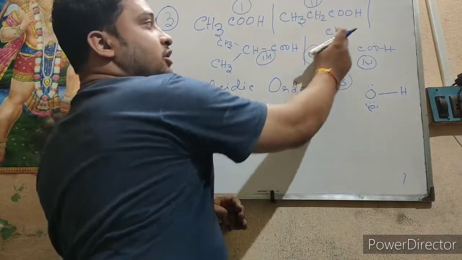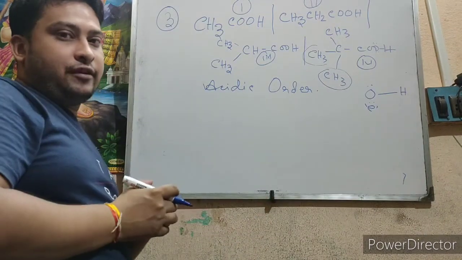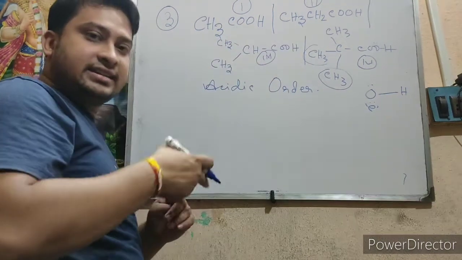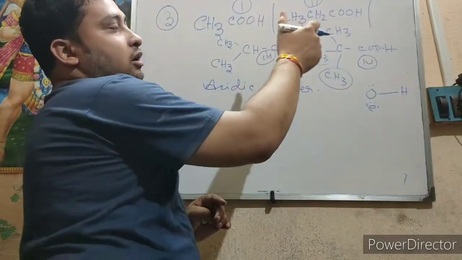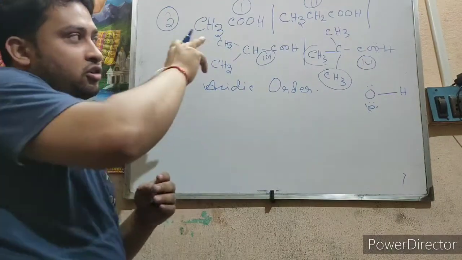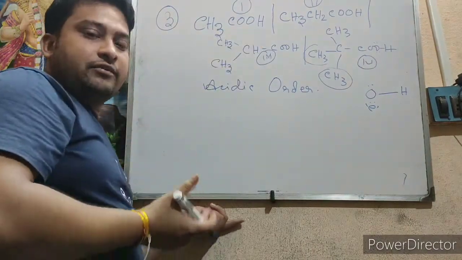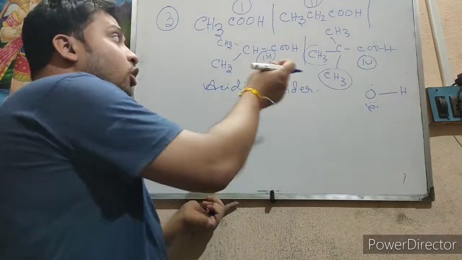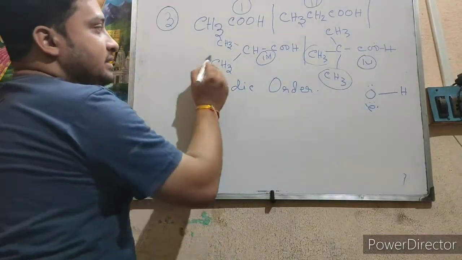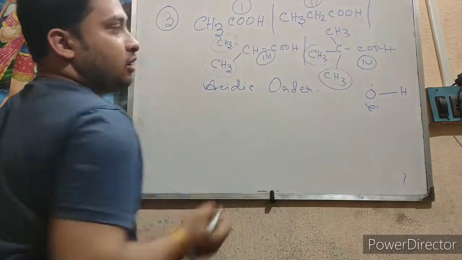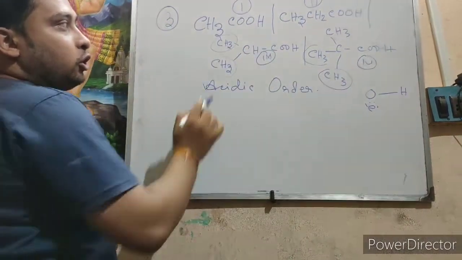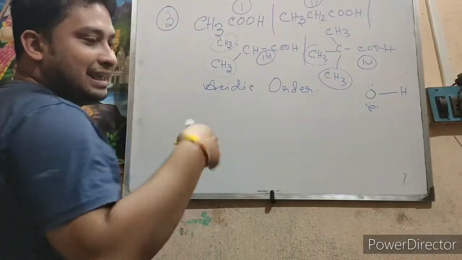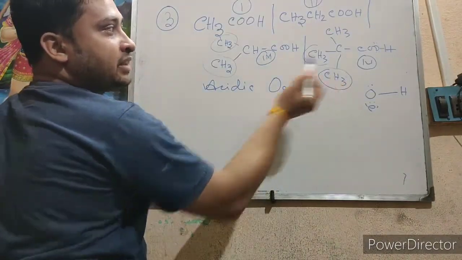So due to the presence of more plus I effect compounds, the pulling power of electron on oxygen is increasing. As the pulling power of electron on oxygen is increasing, it is not easy to release the H plus. On the other hand, the number of CH3 is less than on that fourth compound. So the power of pulling electron is less than this compound.